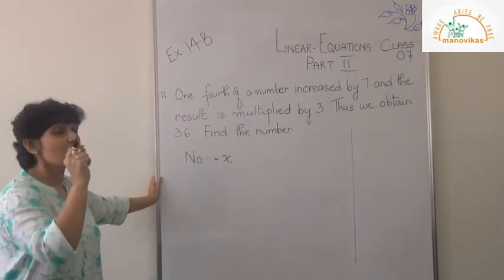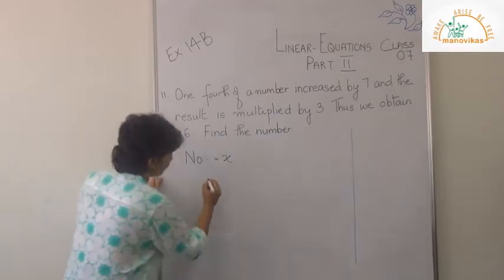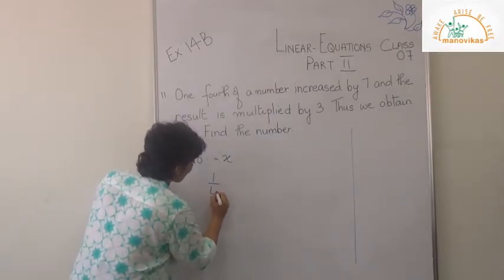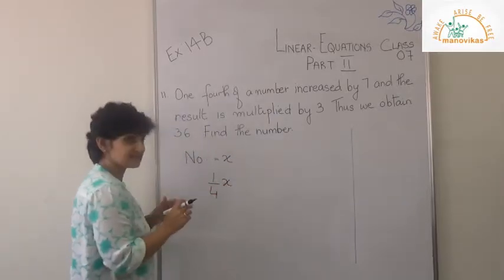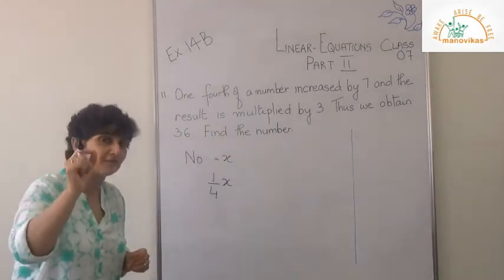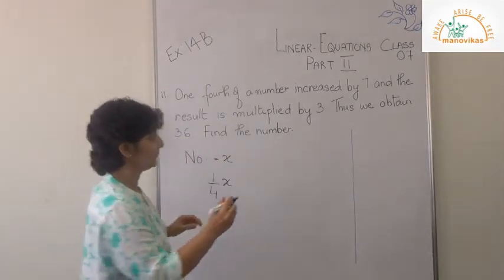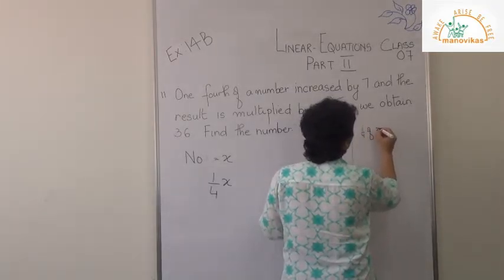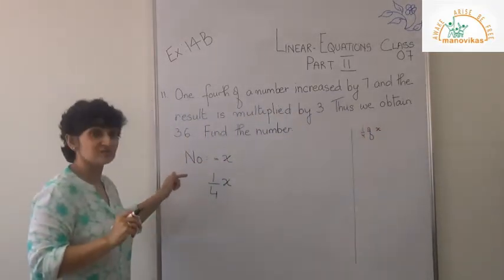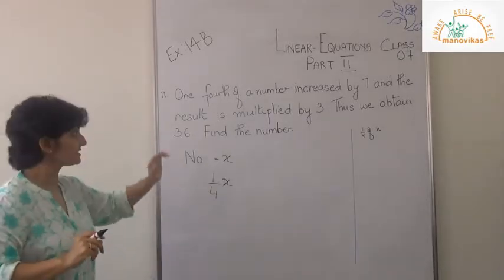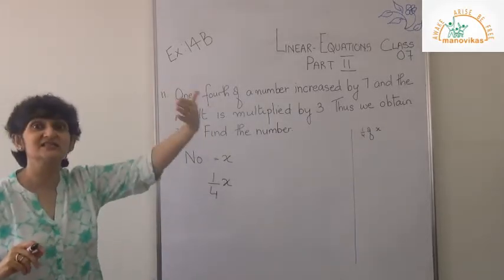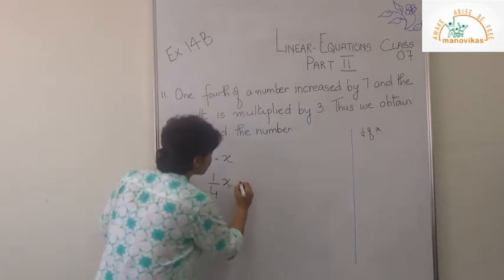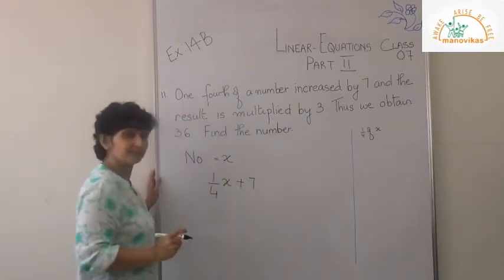Right? Now, what do they say? 1/4 of a number. So, that means it is 1 upon 4x. 1/4 of stands for multiply. So that means it is 1 upon 4x. Alright. Increased by 7 means plus 7.